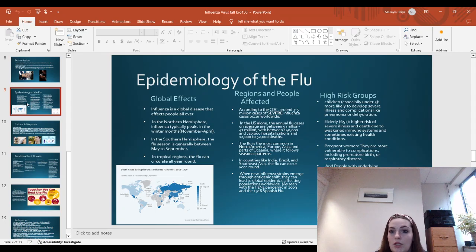The high-risk groups consist of children, especially under 5. They are more likely to develop severe illness and complications like pneumonia or dehydration. Elderly people 65 and older are at higher risk of severe illness and death due to weakened immune systems and sometimes existing health conditions. Pregnant women are more vulnerable to complications including premature birth or respiratory distress. And people with underlying health conditions such as chronic respiratory diseases, heart disease, diabetes, weakened immune system, and obesity are also at high risk.